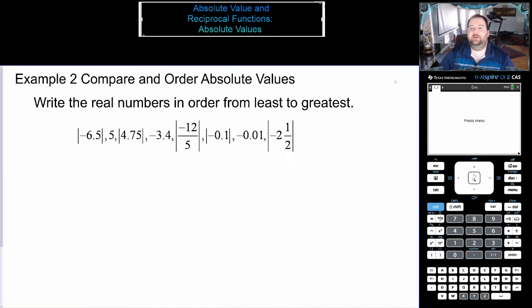Great. Let's do something just slightly more complicated. It's not all that complicated. We're going to write the real numbers in order from least to greatest. So we're going to have to deal with each of these things, and then we're going to order them after. So this first one, absolute value of -6.5 is going to be 6.5. Then we have 5. Then we have 4.75, positive yields a positive. -3.4, this is going to become positive, so let's convert it to a decimal, okay? This is going to be 2.4. Let's throw it in the calculator.